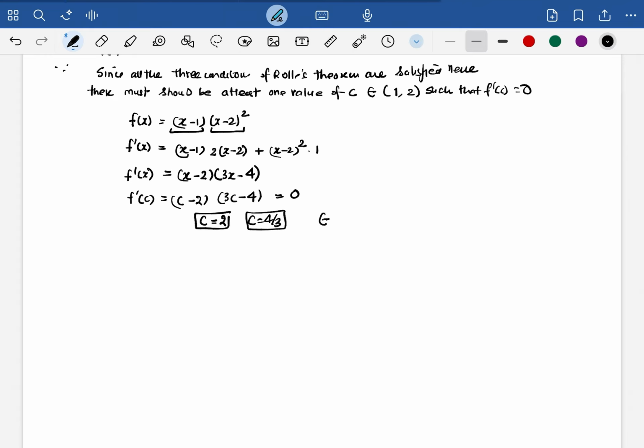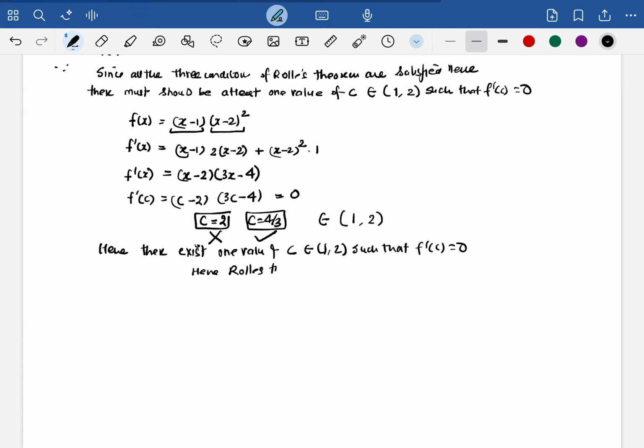But the clause is this: our value should lie in the range of 1 to 3. So which value is lying? This is lying outside of the interval and this is lying inside of the interval. Hence there exists one value of c in the range of 1 to 3, such that f dash c is 0. Hence Rolle's theorem is verified. Okay, clear?